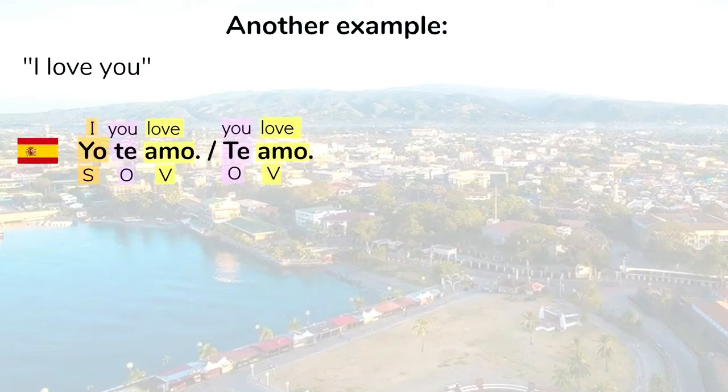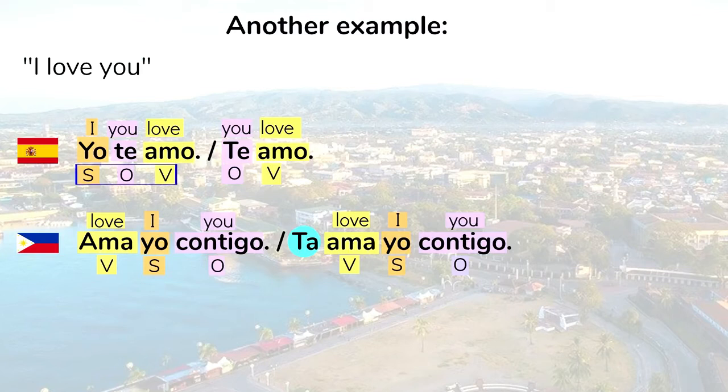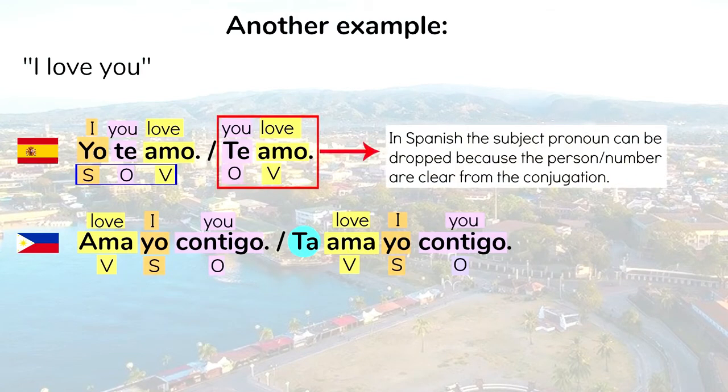In Spanish, Yo te amo, or, Te amo. And in Chavacano, Amayo contigo, or, Ta-amayo contigo. This time, the Spanish sentence is SOV, not SVO, because when the object is a pronoun, it usually comes before the verb. But in Spanish, the subject pronoun can be dropped because the person and number are clear from the conjugation of the verb.